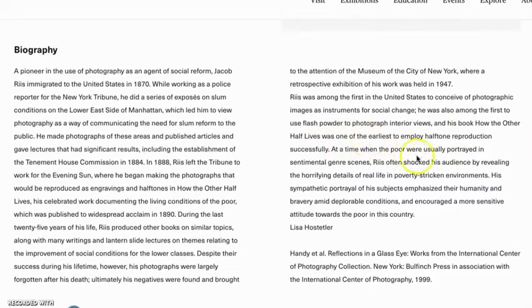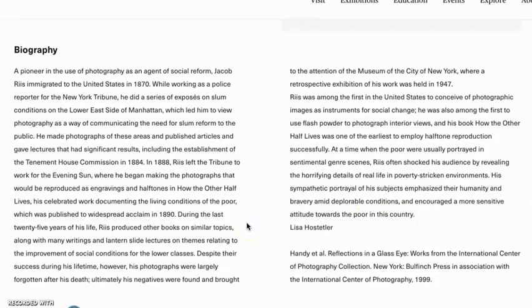At a time when the poor were usually portrayed in sentimental genre scenes, Riis often shocked his audience by revealing the horrifying details of real life and poverty-stricken environments. His sympathetic portrayal of his subjects emphasized their humanity and bravery amid deplorable conditions, and encouraged a more sensitive attitude towards the poor in this country.